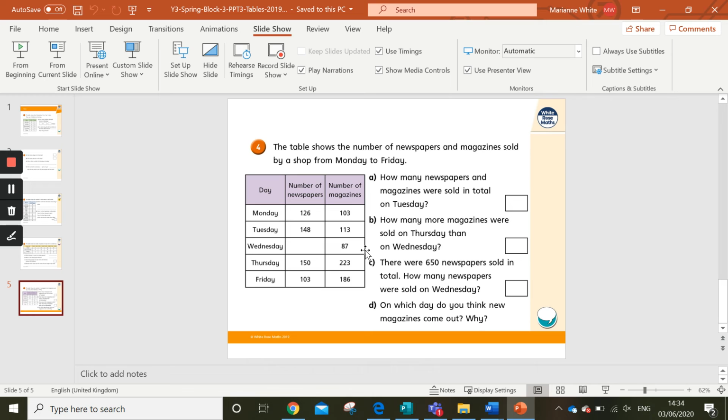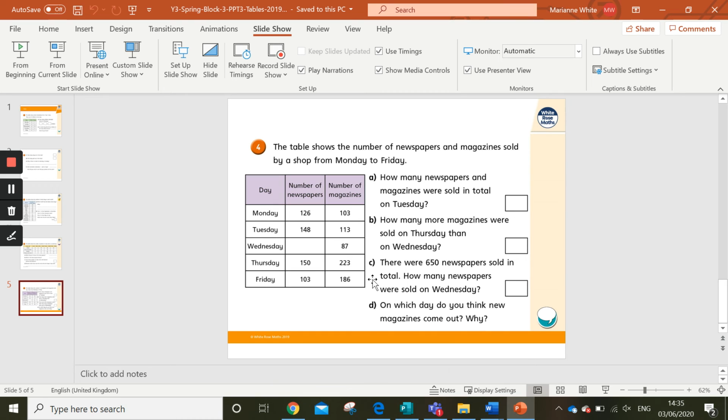And remember from earlier in the week, when we're doing a how many more question, we're trying to find the difference. So we need to do a subtraction. So have a look at these two numbers and think carefully about what subtraction you would need to do to find the answer.